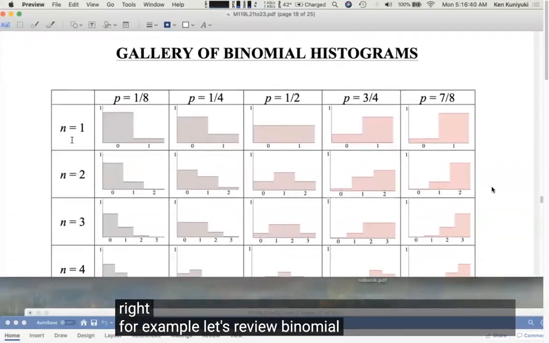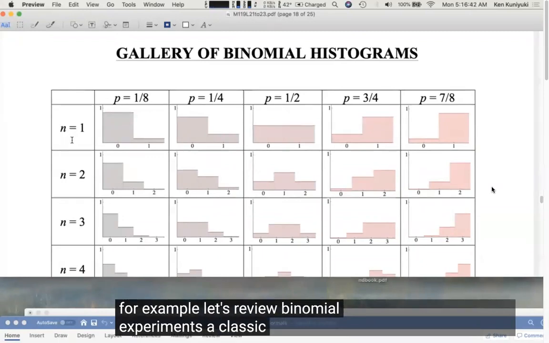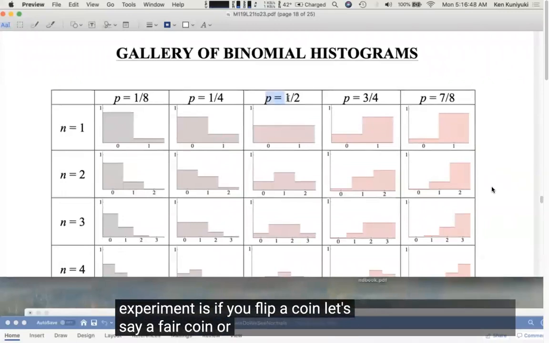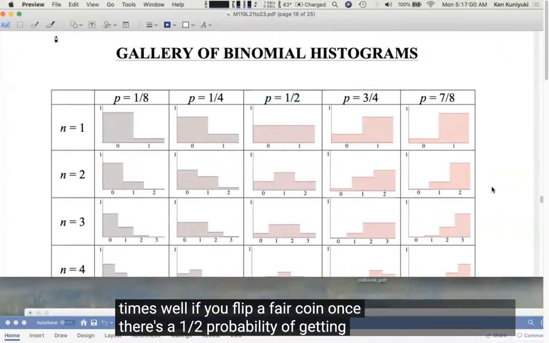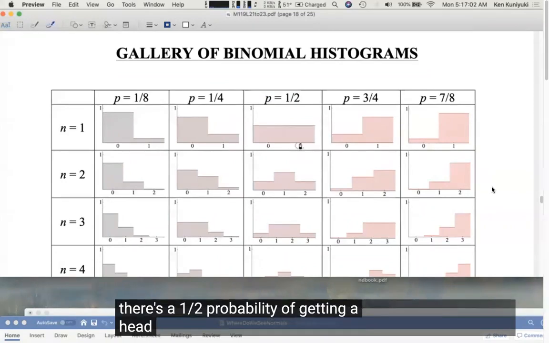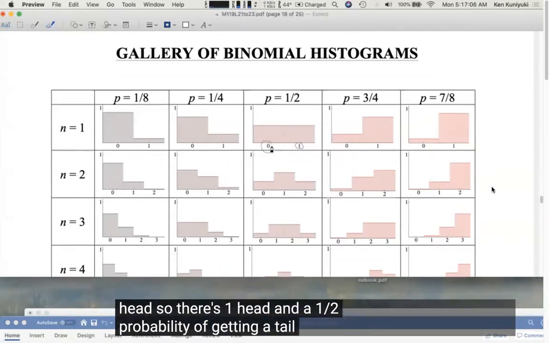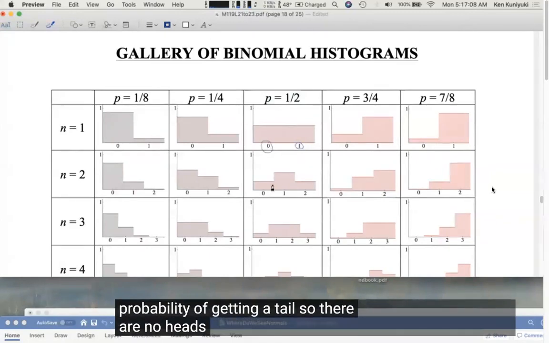let's review binomial experiments. A classic binomial experiment is if you flip a coin, let's say a fair coin, where the probability of heads, p, is 1/2. You flip a fair coin n times. Well, if you flip a fair coin once, there's a 1/2 probability of getting a head. So there's one head, and a 1/2 probability of getting a tail. So there are no heads.